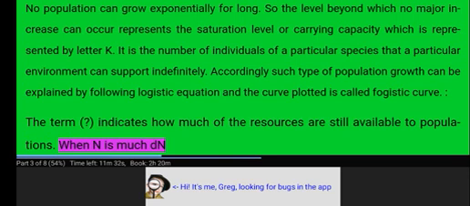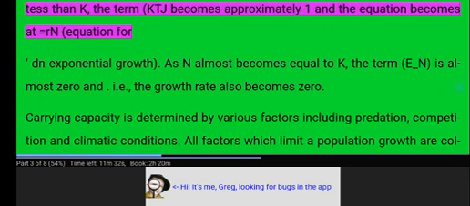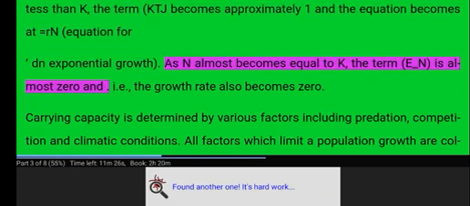When N is much less than K, the term (K-N)/K becomes approximately 1 and the equation becomes dN/dt = rN, equation 4, which is exponential growth. As N almost becomes equal to K, the term (K-N)/K is almost 0, i.e., the growth rate also becomes 0.